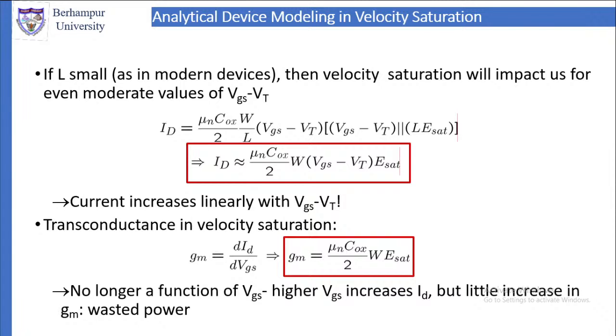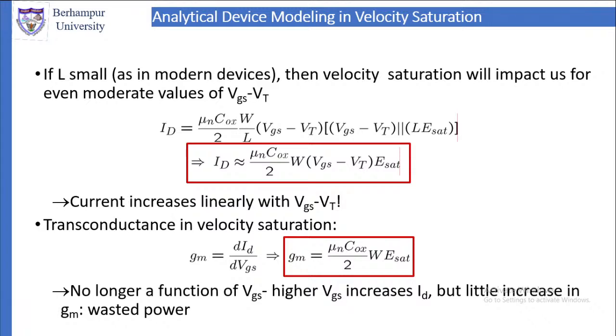So if you put L E saturation there, numerator and denominator we have L, that will cancel out, leaving E saturation, which means that ID will increase linearly with VGS minus VT. So a small change in VGS minus VT is going to give a change in ID because it is increasing linearly. The slope will be mu n C0x by 2 W into E saturation. So this is the equation of a straight line with a slope mu C0x by 2 W into E saturation, and ID is a function of VGS minus VT.